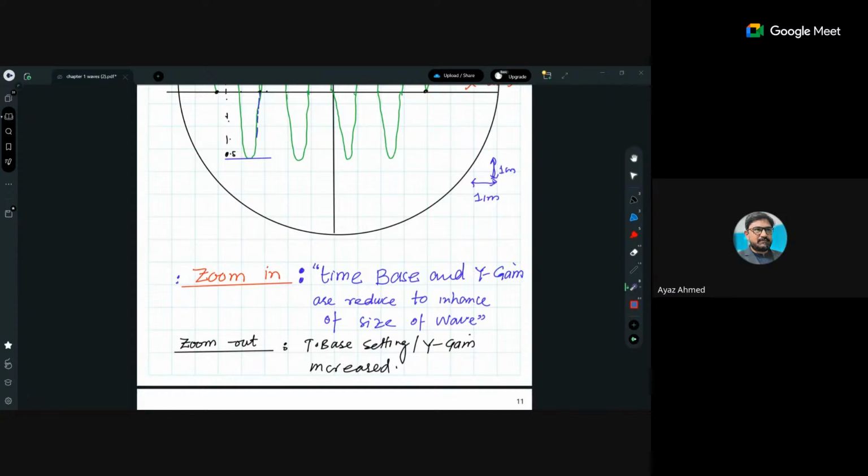You will have, basically, a small size apparently. So this is all what you need, or what you have to learn in CRO. I believe it will help you understand.